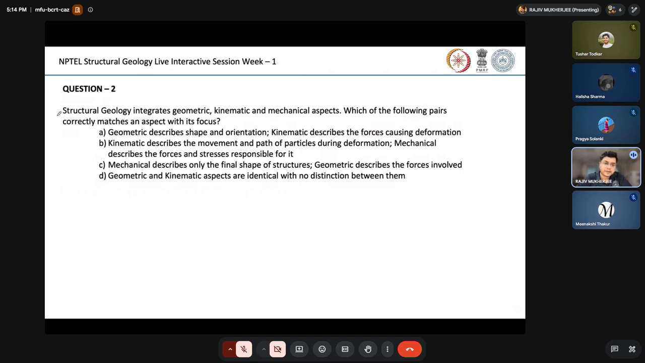Again, if I repeat the options: option A, geometric describes shape and orientation, kinematic describes the forces causing deformation. Option B, kinematic describes the movement and path of particles during deformation, mechanical describes the forces and stresses responsible for it. Option C, mechanical describes only the final shape of the structures, geometric describes the forces involved. And option D, geometric and kinematic aspects are identical with no distinction between them. So think what could be the final answer.